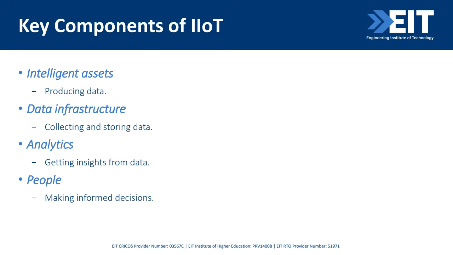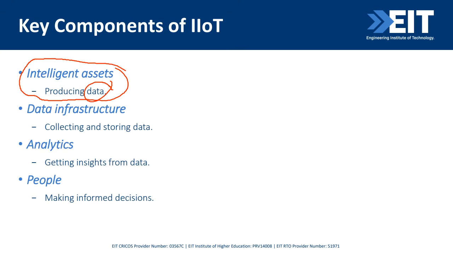So in IIoT, what are our components? We need the assets, intelligent assets, meaning they have a microprocessor in them. And when I say they have a microprocessor in them, they are computers. Small computers, but they are computers. So these are the ones that produce data. Measurements, typically sensors and actuators.